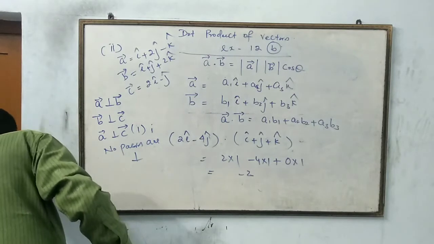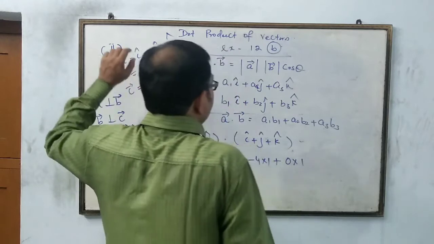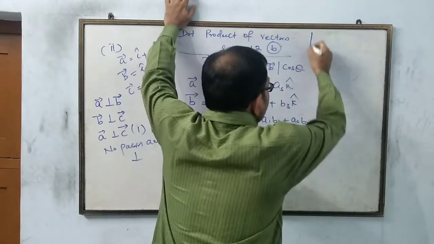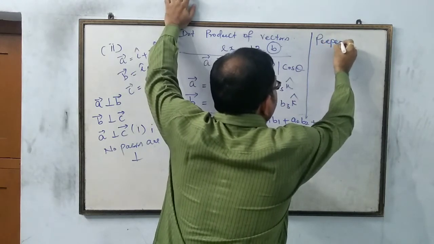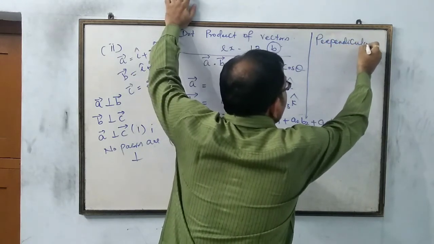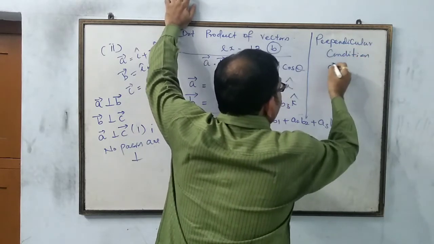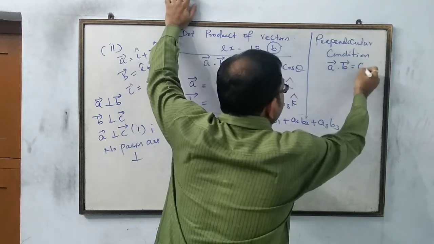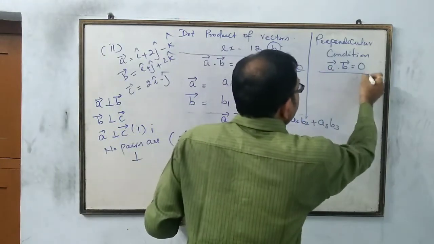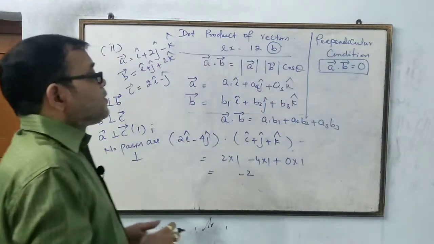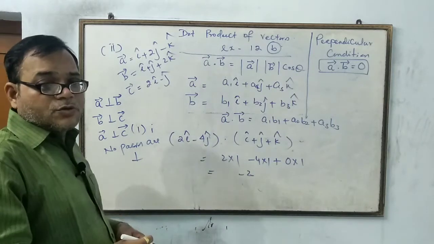So here, how to find out whether the vectors are perpendicular or not? For the perpendicular condition, a dot b should be equal to 0. a dot b must be 0. This is the key point. If the first vector dot the second vector is 0, then the vectors are perpendicular to each other.